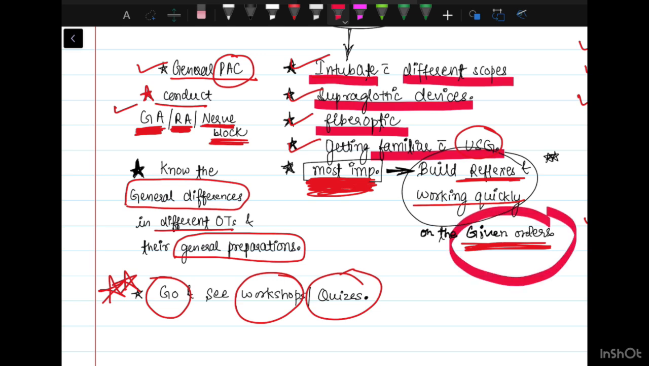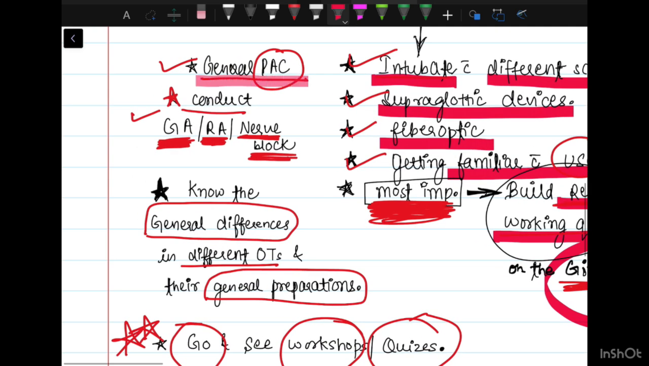And the most important thing is, if you are given some orders, the reflexes in working quickly on the orders will help you get a sense that you are good enough for this branch. Otherwise, if you work slowly and the senior says that you are too slow to act, ultimately even after having knowledge you won't be able to act fast. So developing reflexes in the first year is very important.